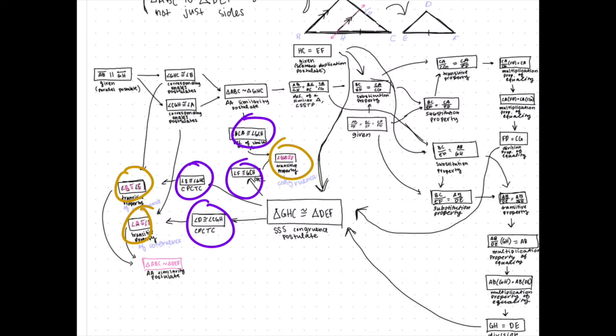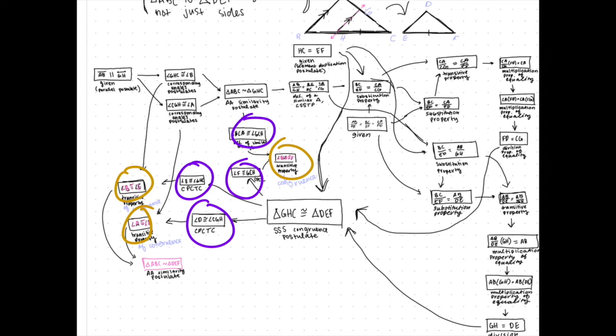So we can do this due to the SSS congruence postulate, which pretty much is saying that if a triangle has three sides that are the same length, they are congruent. Pretty cool, huh? So we're going to keep on moving.